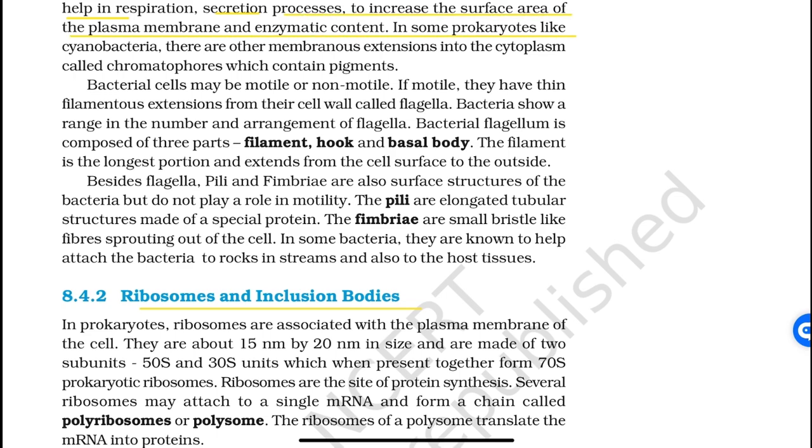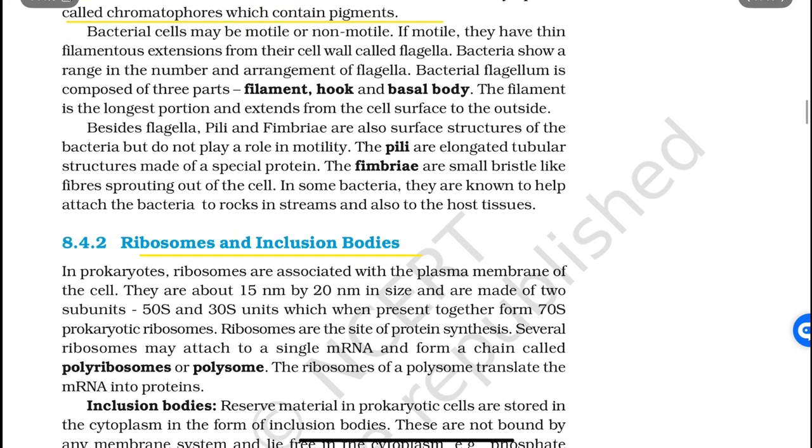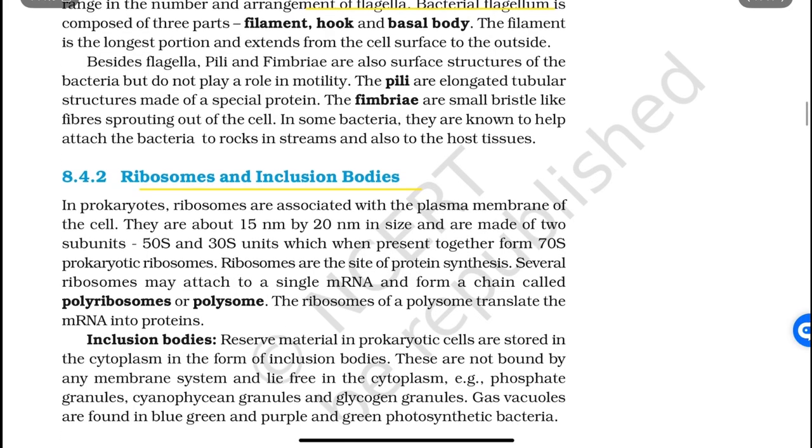In some prokaryotes like cyanobacteria, there are other membranous extensions into the cytoplasm called chromatophores, which contain pigments. Bacterial cells may be motile or non-motile. If motile, they have thin filamentous extensions from their cell wall called flagella. Bacteria also range in the number and arrangement of flagella. Bacterial flagella are composed of three parts: filament, hook, and basal body. The filament is the longest portion and extends from the cell surface to the outside.